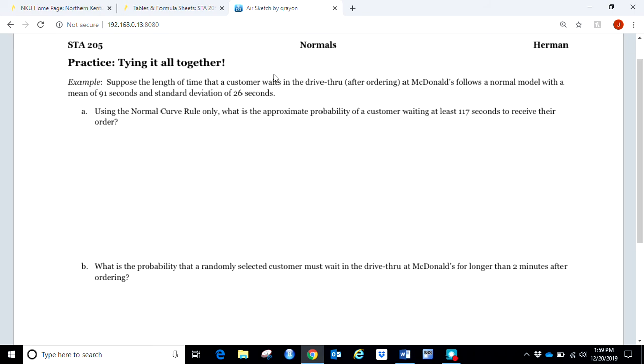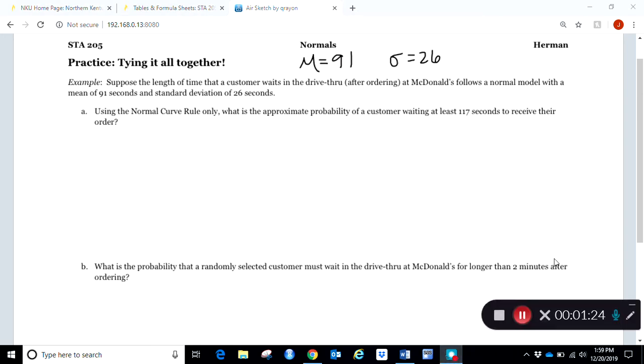So for all of this example, we're working with the length of time that a customer waits in the drive-thru at McDonald's. It is said to have a normal model, so it has that bell-shaped curve with a mean of 91 and a standard deviation of 26. So things I already know is that my mean is going to be 91 and my standard deviation is going to be 26. So go ahead and pause the video here and try to complete part A, and then watch the video to see if you agree.